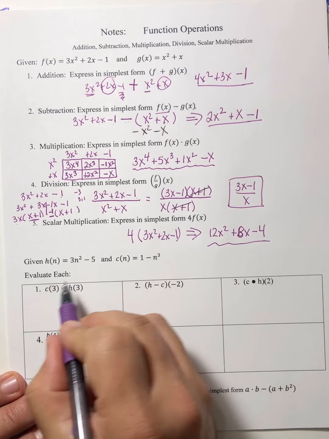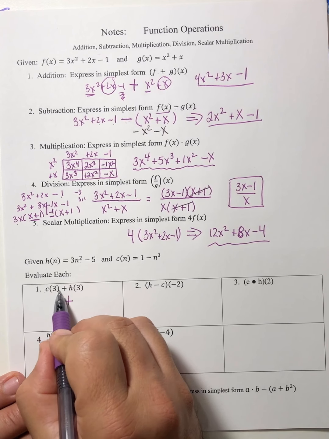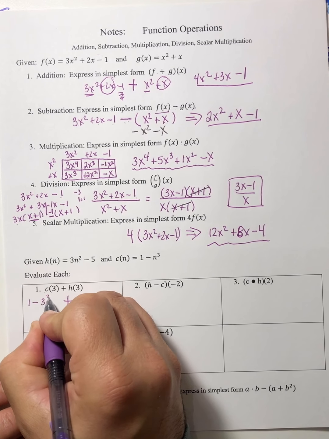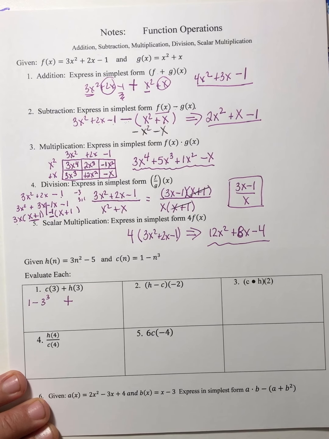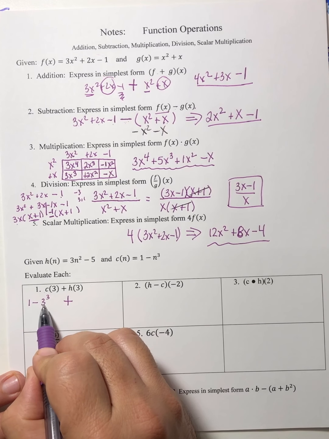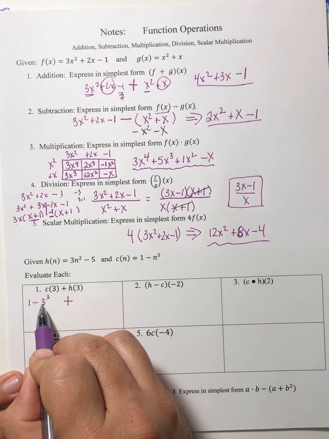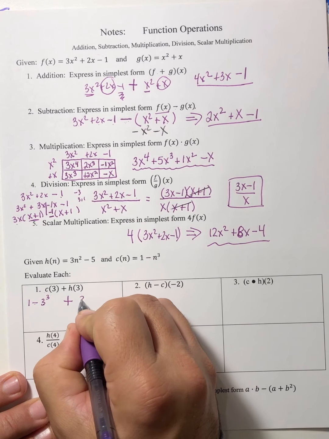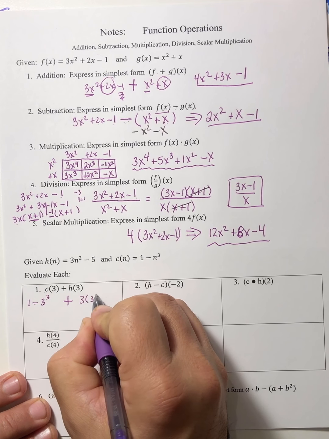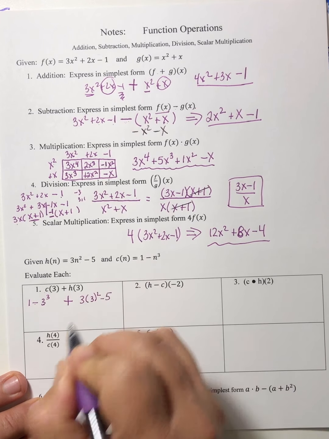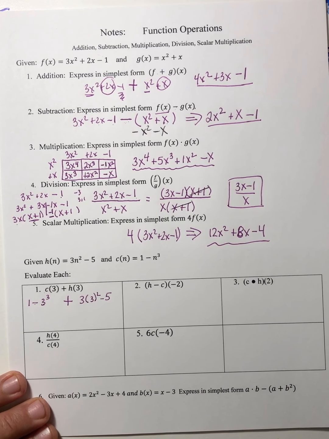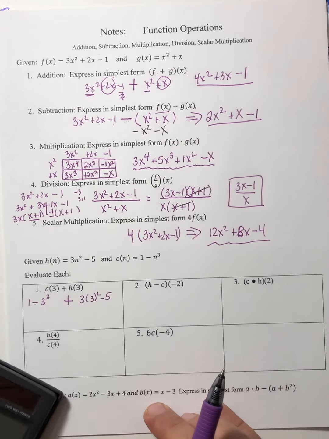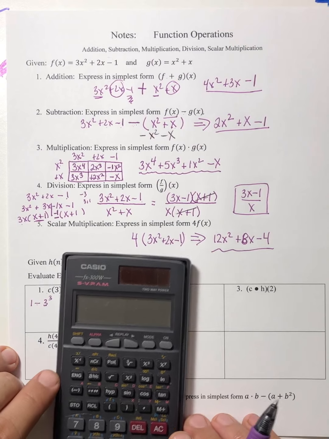So c of 3, just make sure you do things in proper order here. Here's your c function. So it's 1 minus 3 cubed. 3 is positive, so I did not put parentheses around it. So I have this minus right there. And then it's plus, so whatever this side is, plus whatever this is. So it's 3 times 3 squared minus 5. We're going to take care of this side. I'm going to type this right into the calculator, folks. There's no reason to get that wrong.